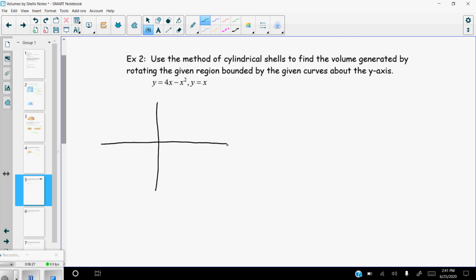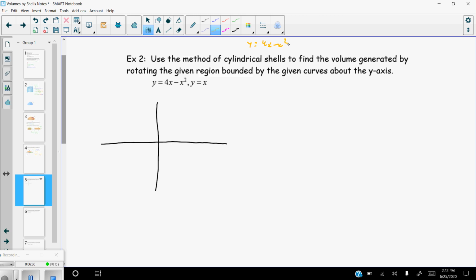So y equals 4x minus x squared. In order to sketch that one, hopefully you realize that it's an upside down parabola. It's definitely quadratic and it opens down. If you did a little bit of quick work up here, we can put this up here on the top. y equals 4x minus x squared.